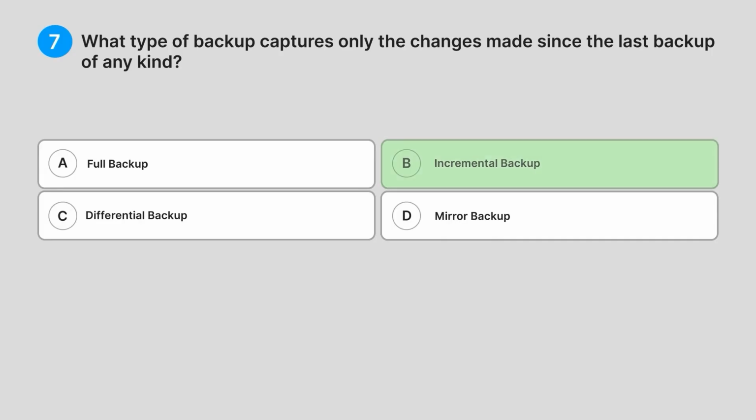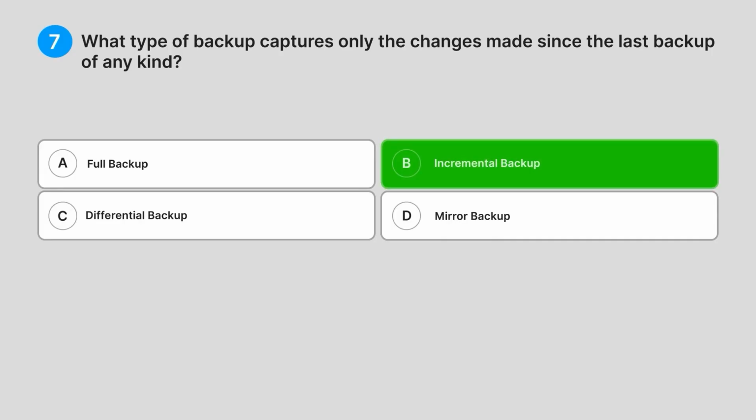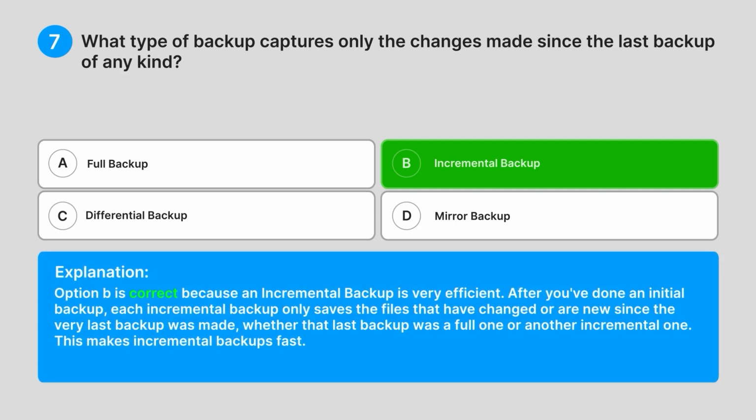Correct answer, B. Incremental backup. Explanation. Option B is correct because an incremental backup is very efficient. After you've done an initial backup, each incremental backup only saves the files that have changed or are new since the very last backup was made, whether that last backup was a full one or another incremental one. This makes incremental backups fast.